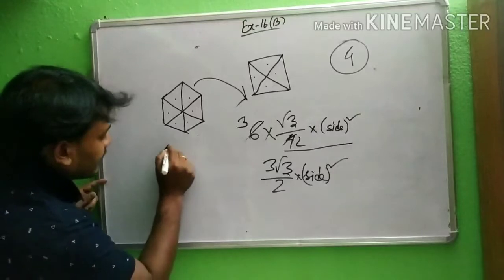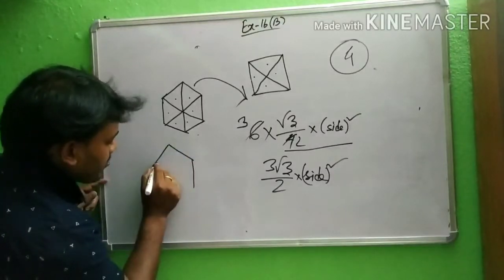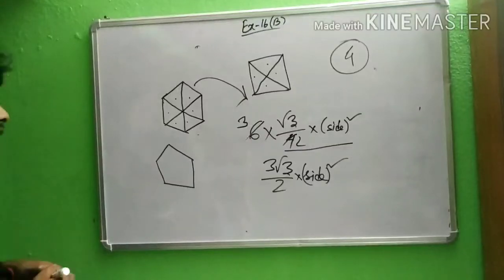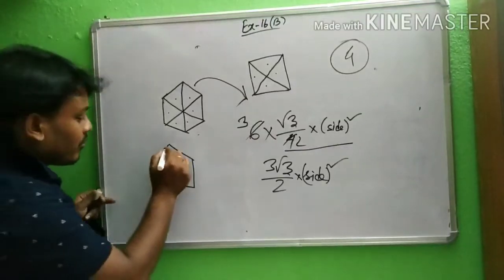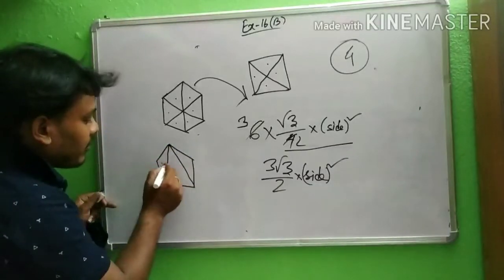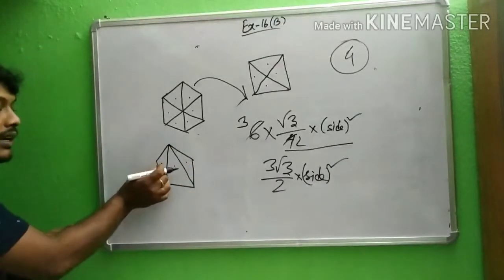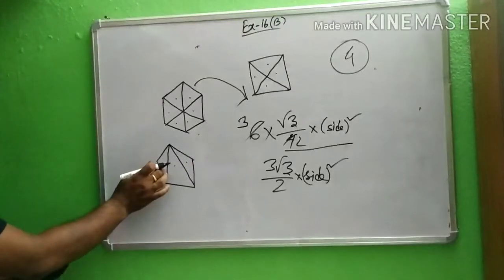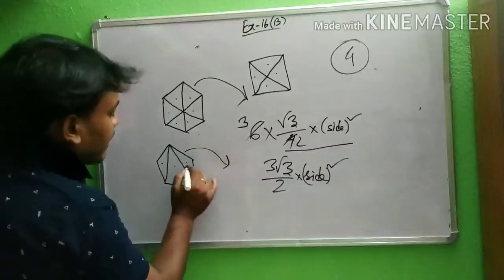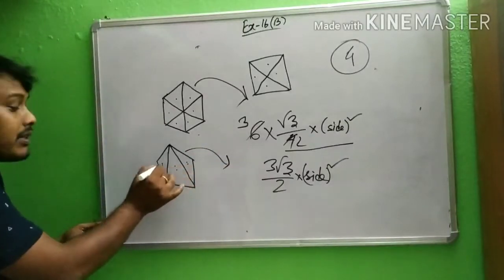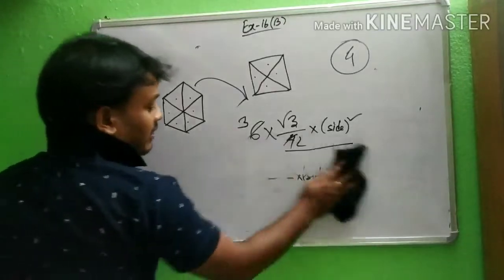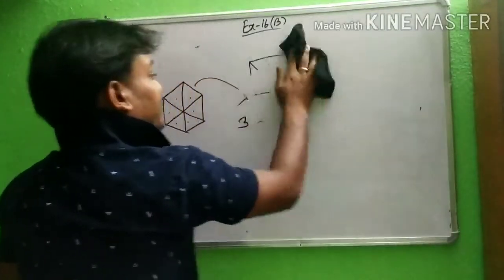If the polygon is a pentagon, how do we find the area? It is not regular, so we divide it into 3 triangles: 1, 2, 3. If we find the areas of these 3 triangles, then the area of this pentagon is the area of this one plus the area of this one plus the area of this one. Very easy.